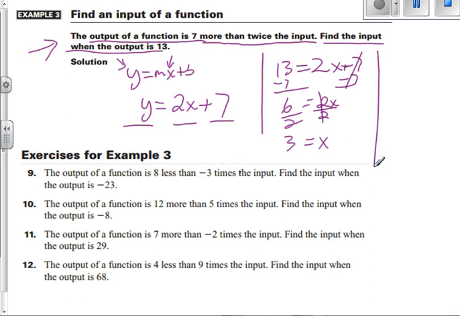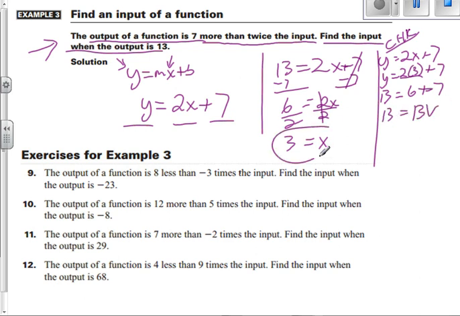And if I do my check, a check should work. I have y is equal to, this is my check here, sorry. So y is equal to 2x plus 7. Let's plug in our value of x, which is 3. y is equal to 2 times 3 plus 7. We know that y was 13, right? So 13 is equal to 6 plus 7. And 6 plus 7 is 13, and that equals 13. My check works, therefore I know the value of that x works.